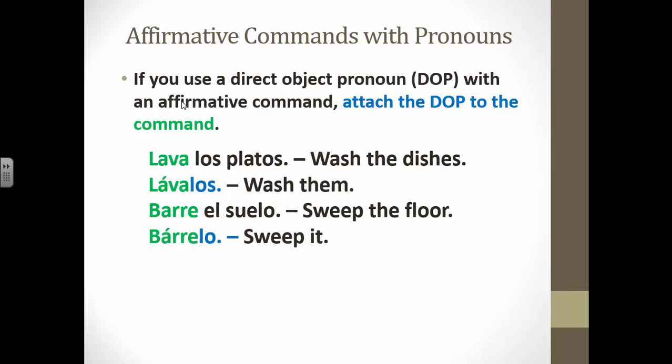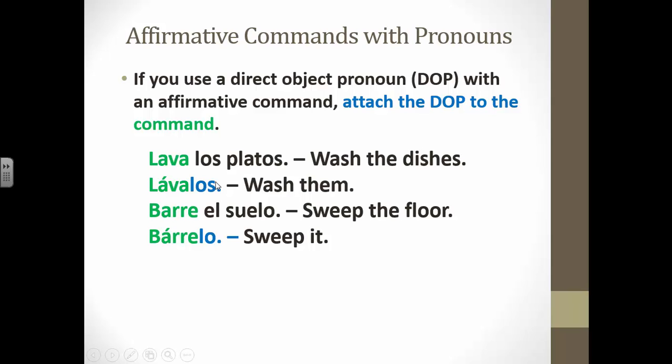Okay, notice that I stressed that first A. I said lávalos. And an easy way to help you remember where that goes is to count back 3 vowels. So the O is 1, the A is 2, and then this A is the third one. So that's where the accent mark goes. Okay, so let's look at barre el suelo, sweep the floor. If you wanted to say sweep it, because we already know we're talking about the floor, you would say bárrelo. Now notice we count back 1, 2, 3 vowels to know where to put the accent mark, okay?